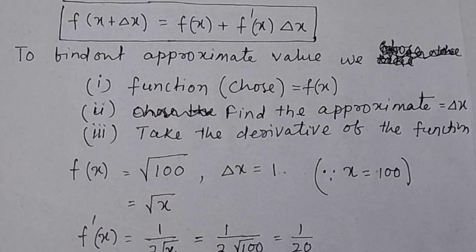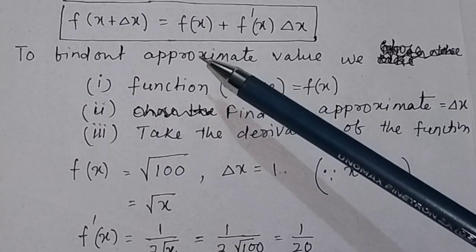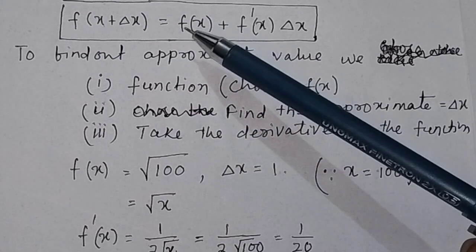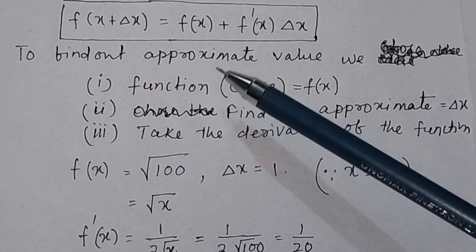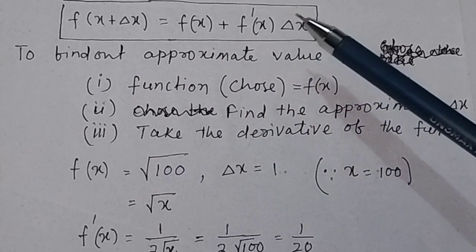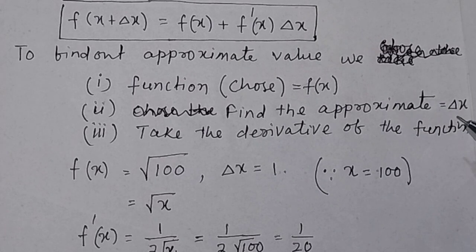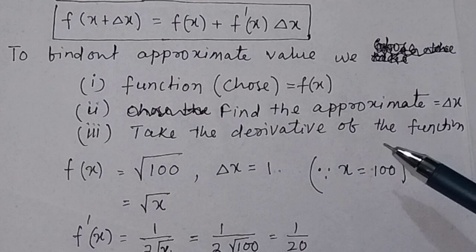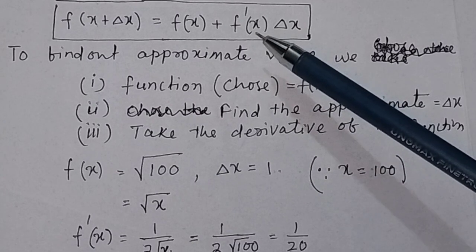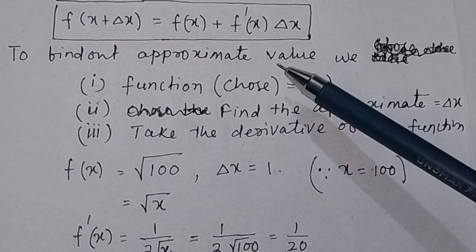So to find the approximate value, first we have to choose the function. Here suppose the function is f(x), then we choose the approximate variation, that is Δx. Then take the derivative of the function, that is f'(x), and use this formula to find the approximate value of a given function.